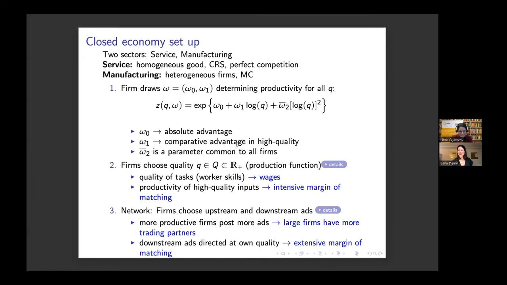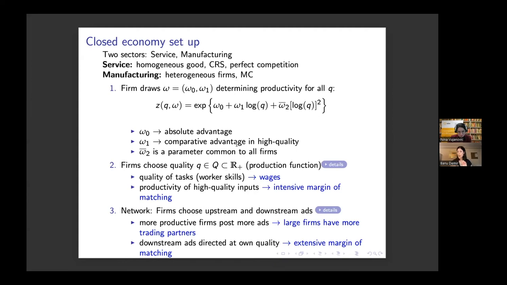Okay, so I'm going to talk about the closed economy, and I will tell you what we are adding to extend the model to the open economy setting. There are two sectors. The service sector is very uninteresting: homogeneous good, constant returns to scale, perfect competition. But in the manufacturing sector, we have heterogeneous firms that compete in monopolistic competitive markets.